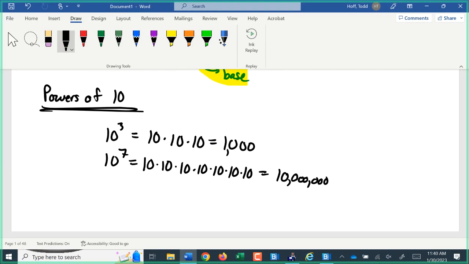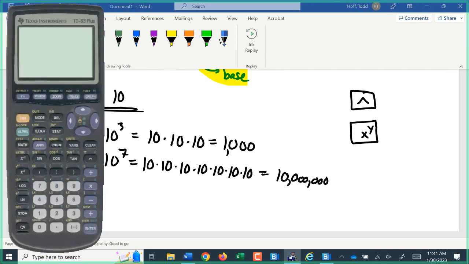On your calculator, by the way, you all have one of two keys. Either it looks like that, it's called the caret key, which most of the newer calculators have. Or your cell phone or some of the older calculators have an X to the Y or Y to the X key. My calculator has the caret key, so I would do 10 caret and then 7, and it gives me that 10 million.